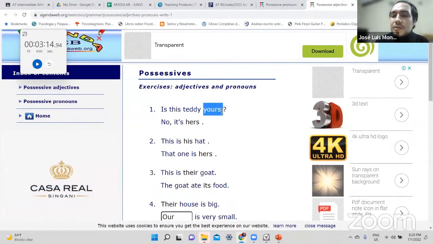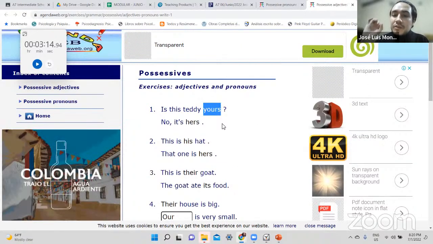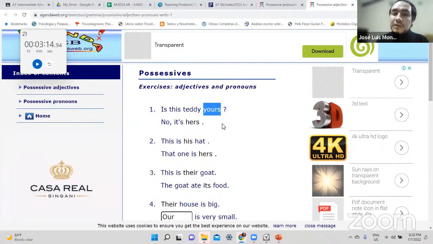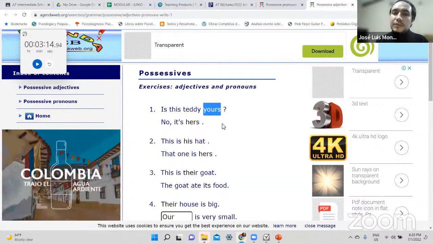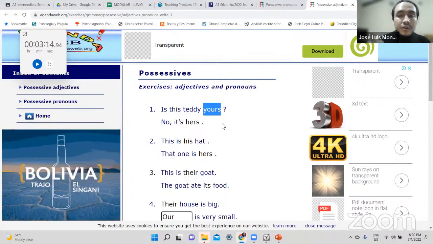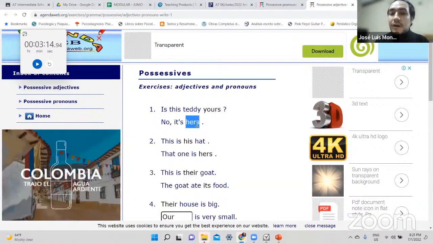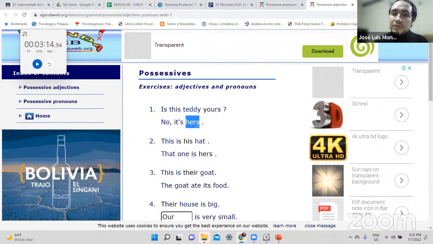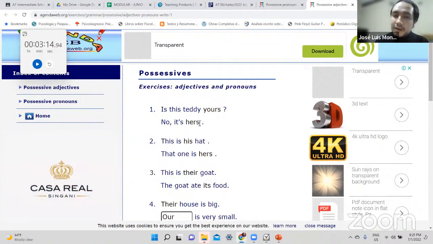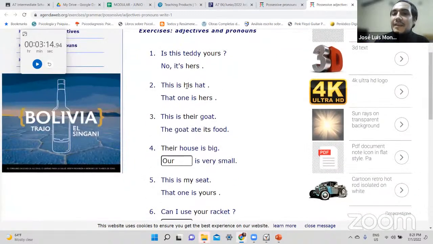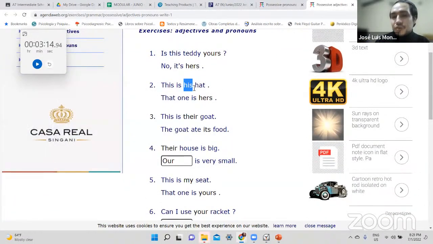Here you say yours. When do you say yours? Yours means tuyo. Your means tú. So your, tú; yours, tuyo. Hers, suyo, right? Her, su. That's why hers is okay. It's hers, it is suyo. His means, in this case, su or suyo.